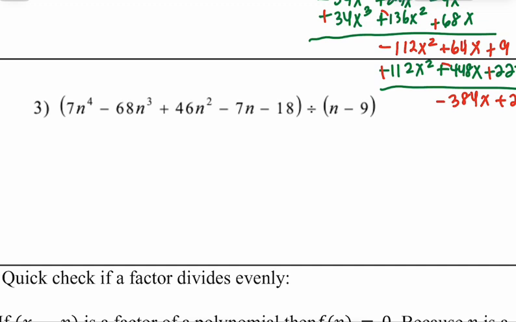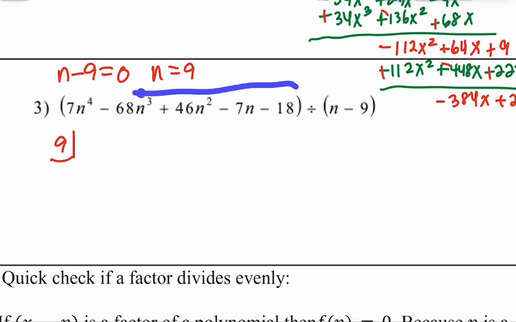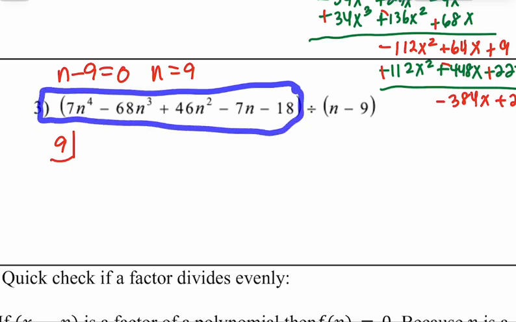Anyway, so what you're going to do is you're going to ask yourself, where is your divisor equal to 0? So in this case, n minus 9 equals 0 when n is equal to 9. And you're going to put 9 in a little box. So whatever the 0 of your divisor is, put it in a little box. Okay. Then we're going to check our dividend here. And we're going to check, is it in descending order? If anything's missing, we need a 0.